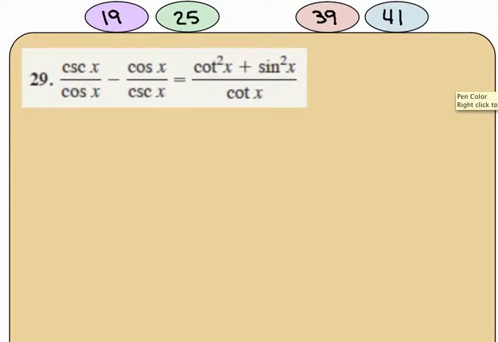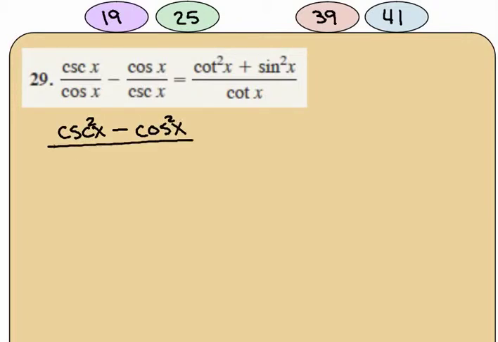I'm going to suggest that we try to find a common denominator first. So on this side, we'll end up with a cosecant x times cosecant x again, so we'll have a cosecant squared x, minus, on this side we'll have our cosine x times a cosine x, so we end up with this cosine squared x, so we get our common denominator of cosine x cosecant x.